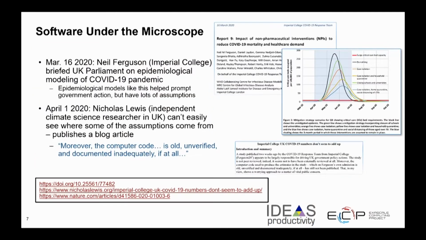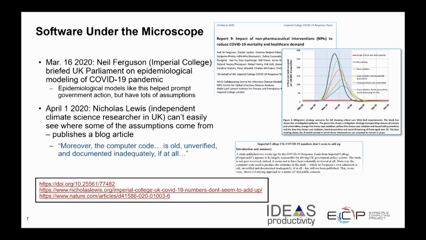So, these are just a couple of examples. Some more recent things. In the early days of COVID, Neil Ferguson at Imperial College, an epidemiological modeler, jumped in on COVID and did some modeling and then testified before the UK Parliament, and that influenced some of their early decisions about how to handle the pandemic. That was March 2020, and then in April 2020, an independent climate science researcher, that's what he calls himself anyway, said, I can't easily see where some of these assumptions come from.